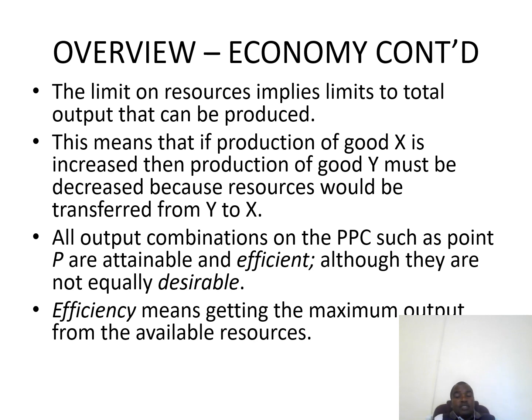All output combinations on the production possibilities curve, on the curve itself, show us attainable levels of output, and they also depict efficiency, although some commodity combinations may not be desirable. What is this efficiency? Efficiency refers to the maximum output that is produced from available resources. And by available resources, we are referring to a bundle of resources that is used by an economy or a firm in a production process.